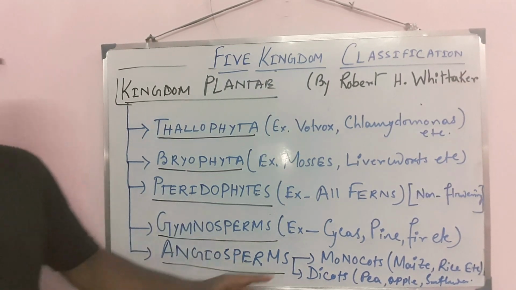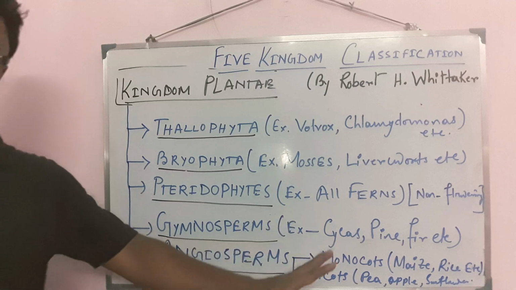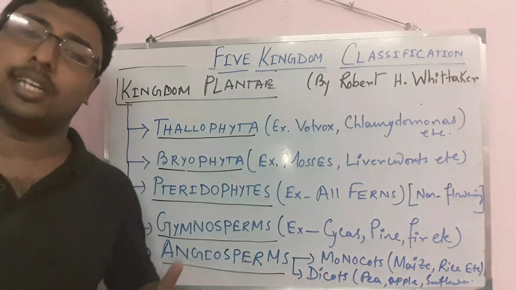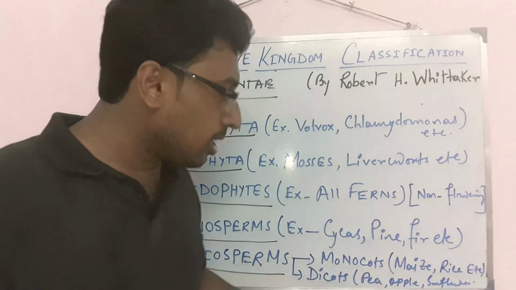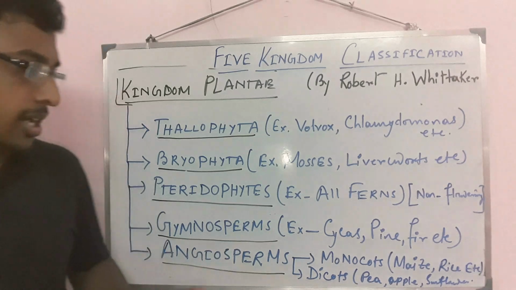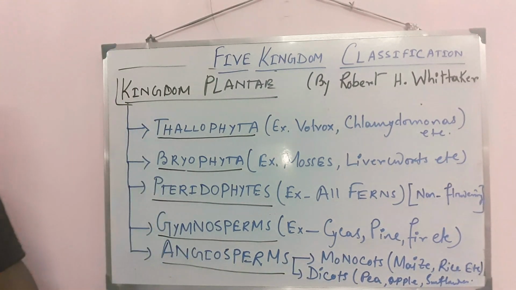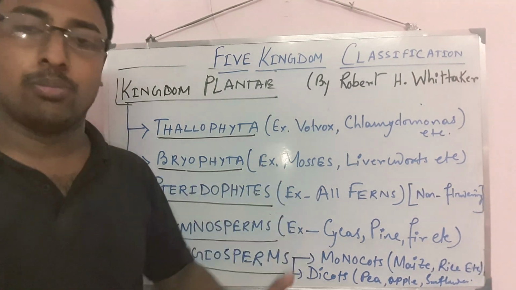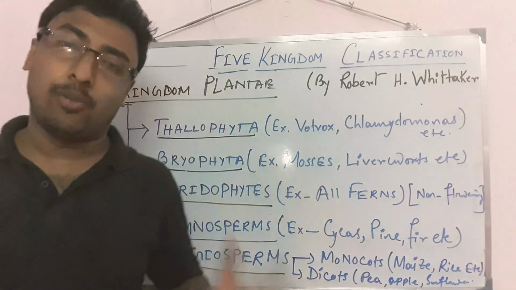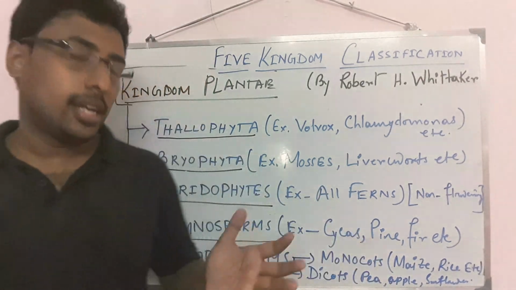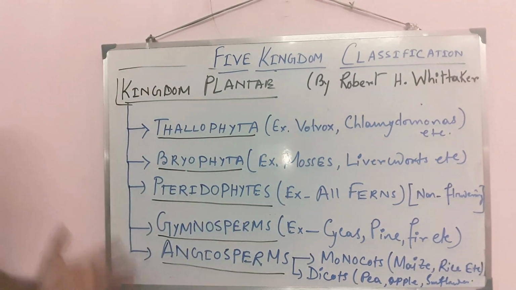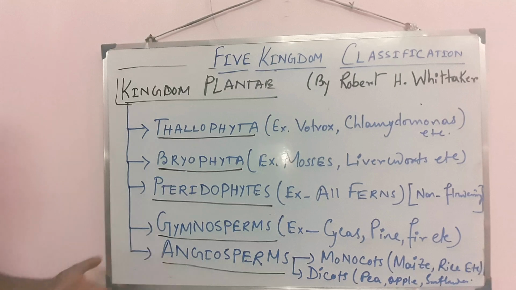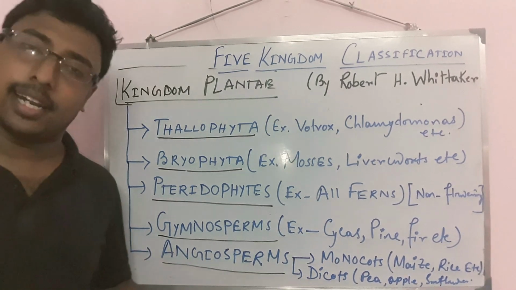Monocots, for example maize, rice, etc., have a single cotyledon in their seeds, and dicots have two cotyledons in their seeds. Examples of dicots: pea plant, apple, sunflower. So the basic difference between monocots and dicots is that monocots have one cotyledon in their seeds and dicots have two cotyledons in their seeds. Examples of monocots: rice, maize, etc. And examples of dicots: pea plant, apple, sunflower, etc.